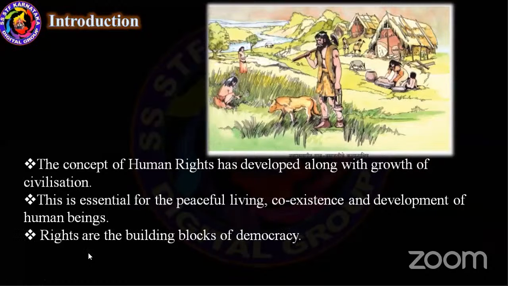These rights are considered the building blocks of democracy. In almost all the democratic countries we can see across the world, governments have granted human rights to their citizens. If the people of any country do not have these human rights, we cannot call that country a democracy. We can call it an anarchy or a dictatorship.